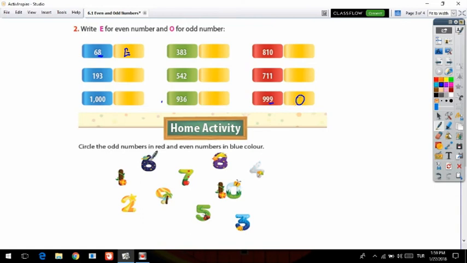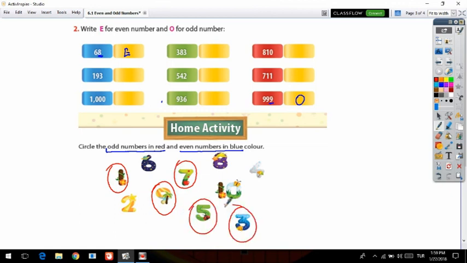Okay, everybody, now we have a home activity. Circle the odd numbers in red and the even numbers in blue. Everybody, first let's find the odd numbers. Is 1 an odd number? Yes. So in red. I made a mistake, sorry about that. First of all, in red, odd numbers. 1 is odd. 9 is odd. 7 is odd. And 5 is odd. Then 3 is odd.